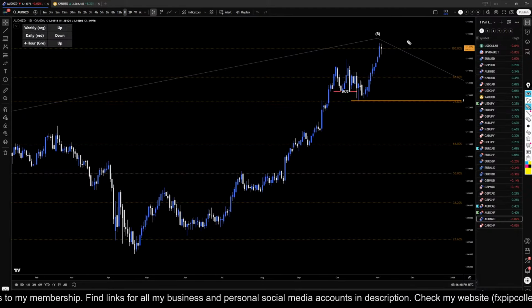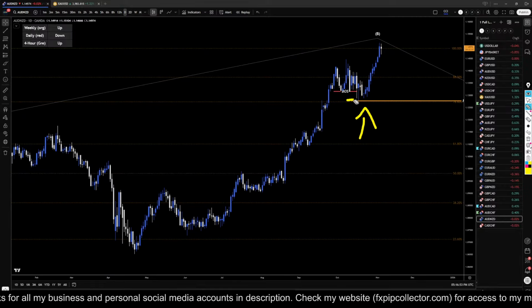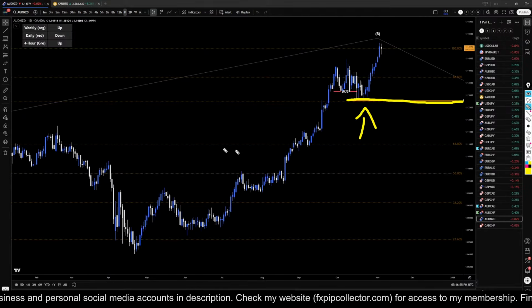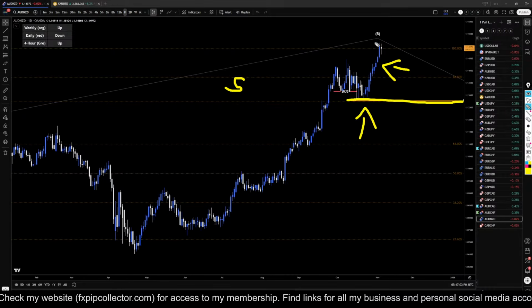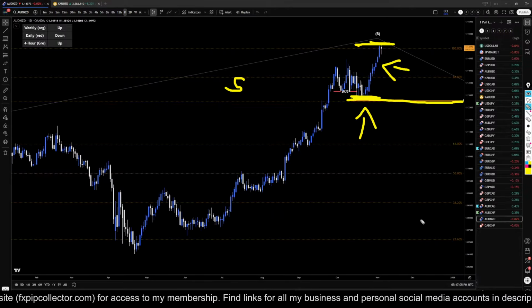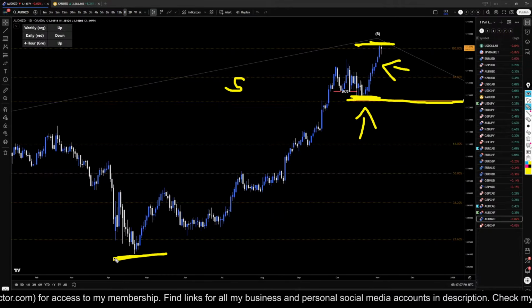Now, how do we identify the end of a trend? We identify the end of a trend by seeing a break of structure. Unfortunately, the break of structure is way down here. But if this is going to be just a traditional five-wave trend, which it looks like it potentially could be, then if we can identify the end of the wave five, which is this wave right here, then we should be able to identify the end of the whole move.